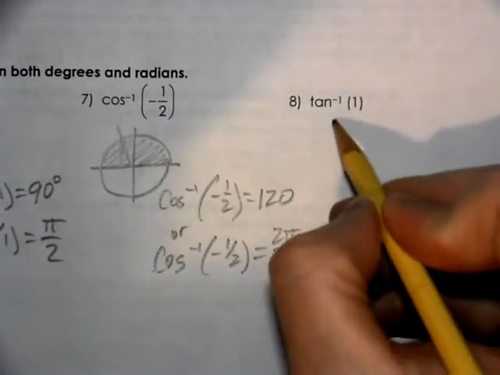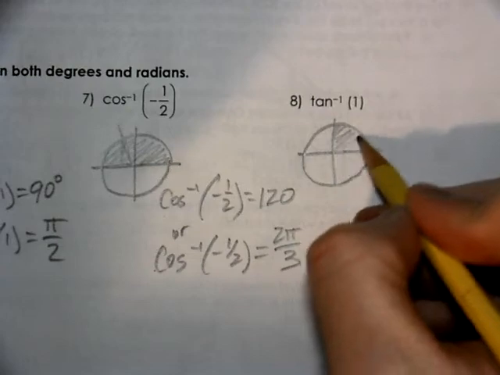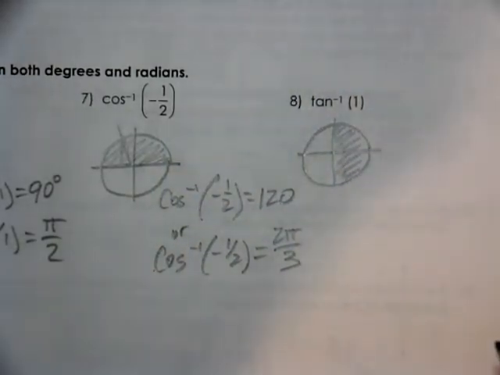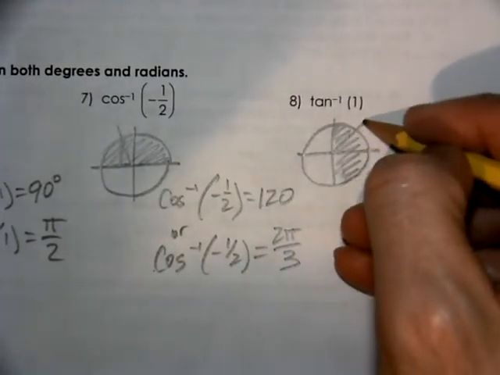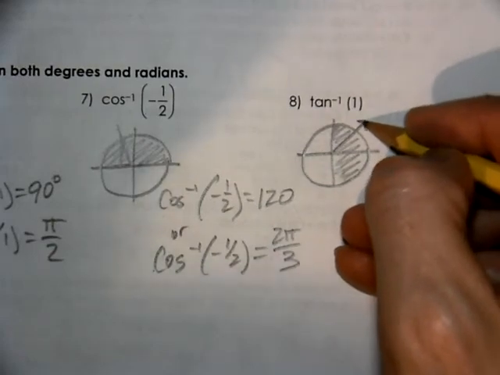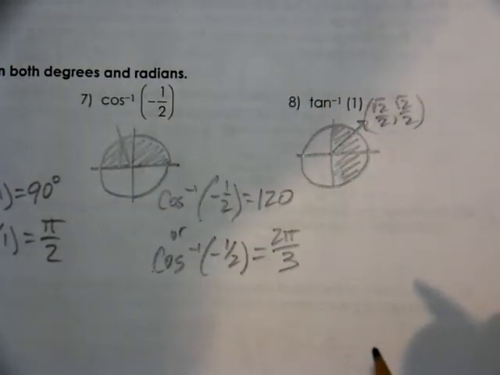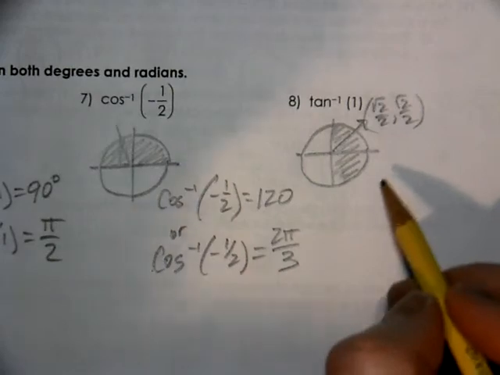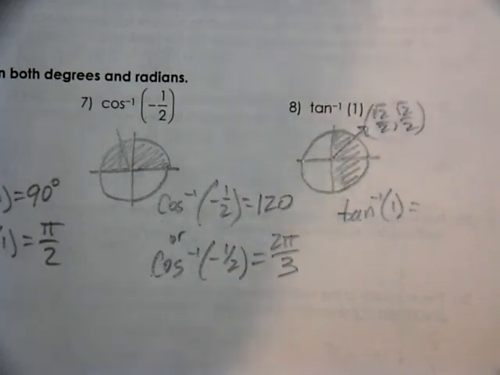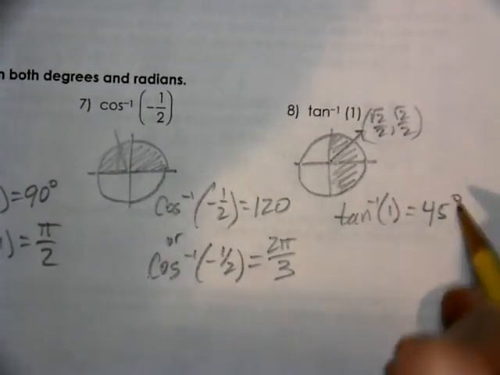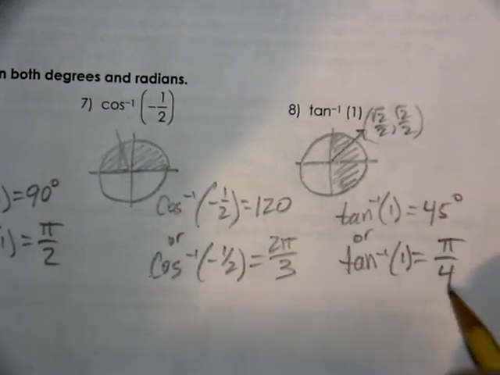Last one. Where is tangent 1? Well, tangent, remember, uses the first and the fourth quadrant. This is a positive tangent, so I know it's going to be in the first quadrant. The only spot that tangent has a y and x that are exactly the same is with root 2 over 2, root 2 over 2. So that's going to happen at 45. So tangent inverse of 1 is 45 degrees. Or you could say that the tangent inverse of 1 is pi over 4.